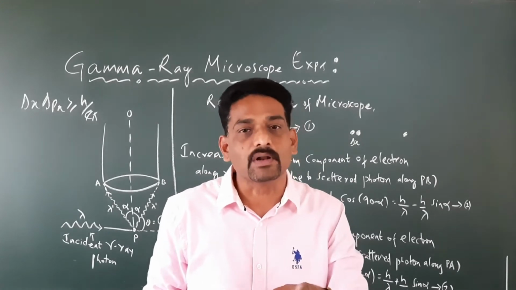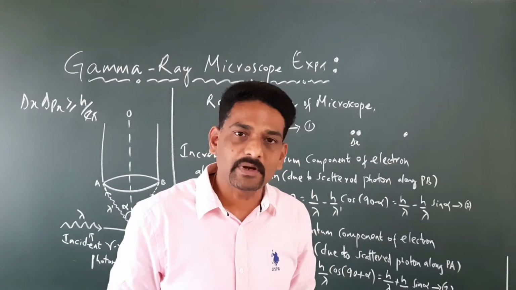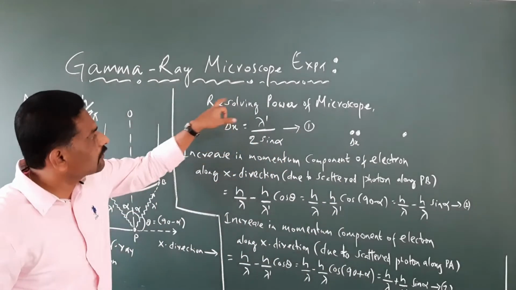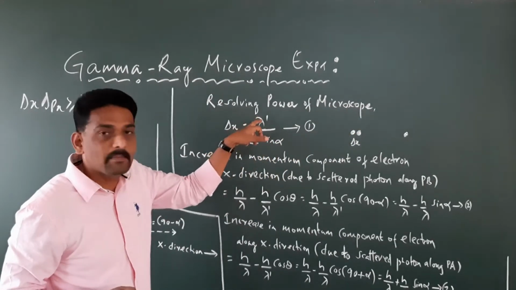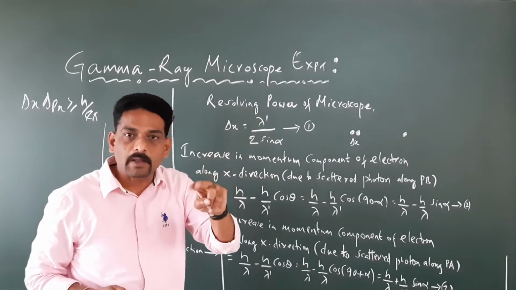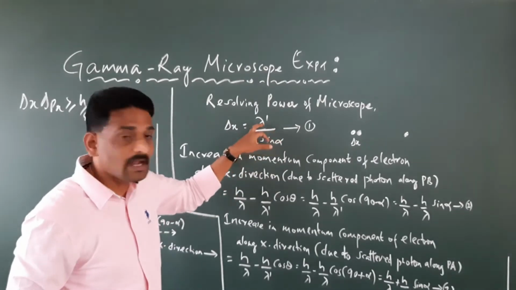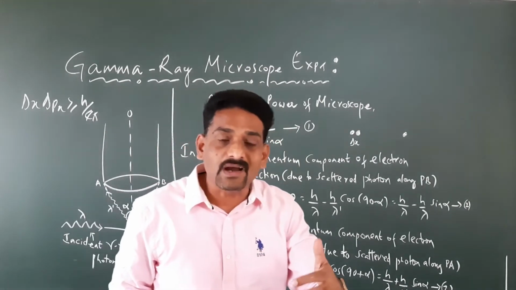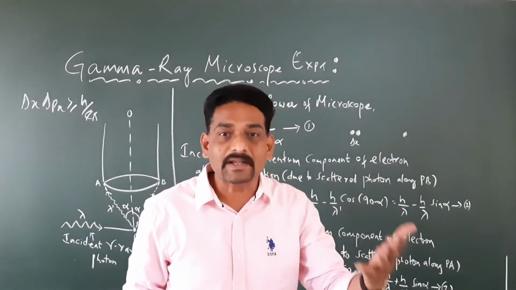That resolving power of a microscope depends upon two important parameters. Which are those parameters? You can see there is an equation here. Resolving power of a microscope is given by delta x equals lambda dash divided by 2 sin alpha. So it depends on two parameters, one is lambda dash, one is alpha. What is this lambda dash? Lambda dash is nothing but the wavelength of the scattered photon.